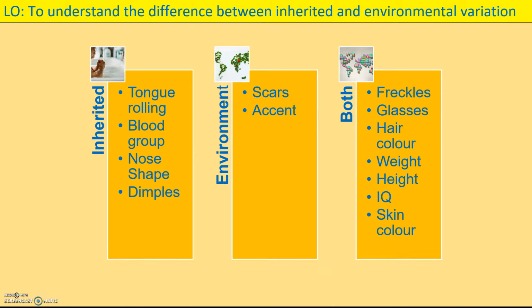You may have included the following as examples of inherited variation: tongue rolling, the blood group that we have, or nose shape, and any dimples that we have. These are all things that pass down because of genes. However, examples of environmental variation could be scars and our accent, and under the category of both freckles, glasses, hair color, or weight, or height, or IQ, and our skin color. These can all be either inherited variation or environmental variation.